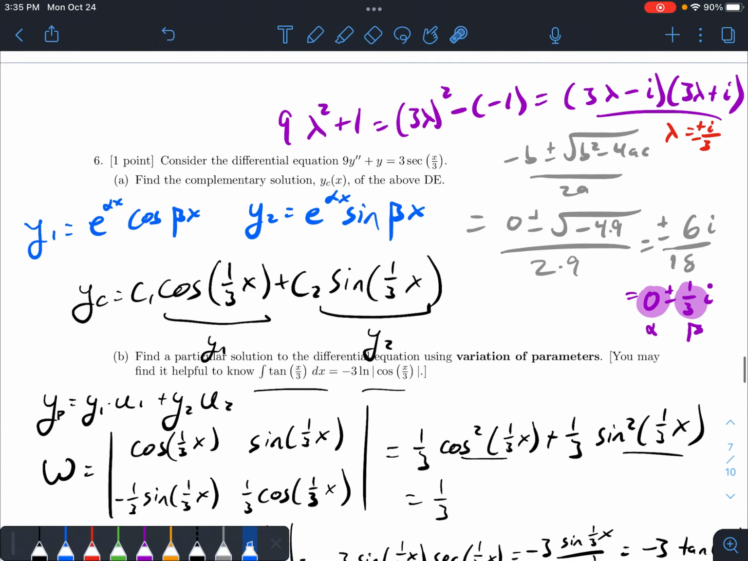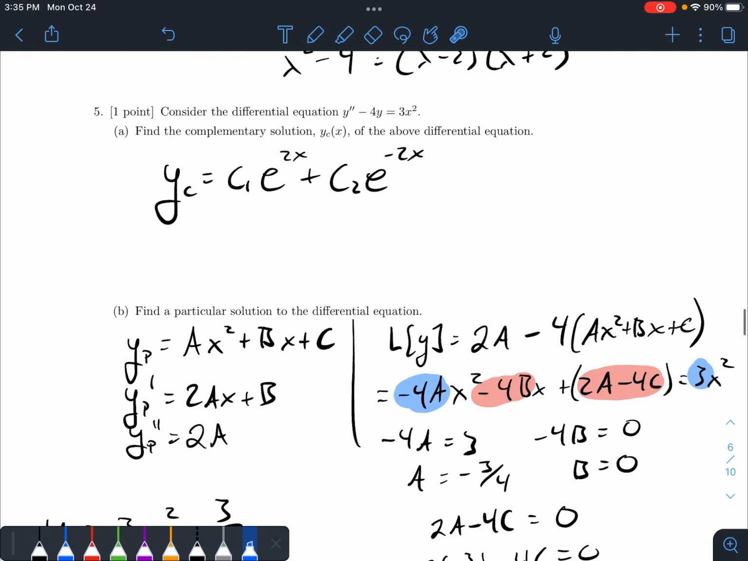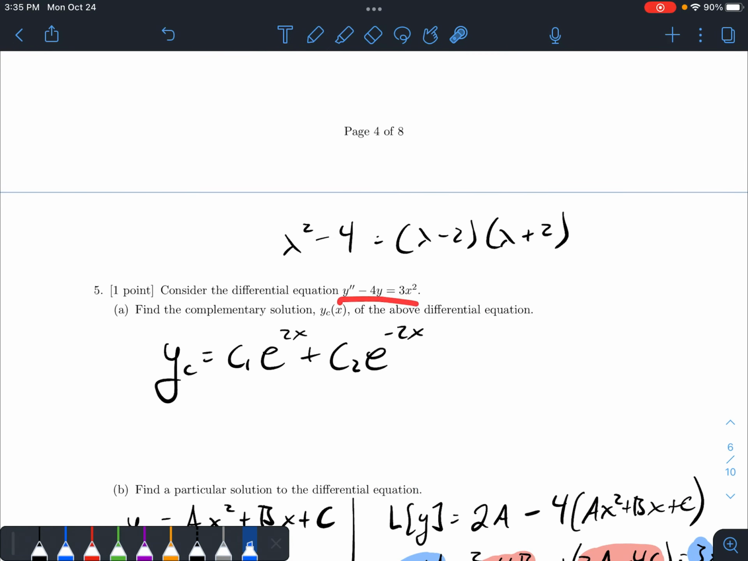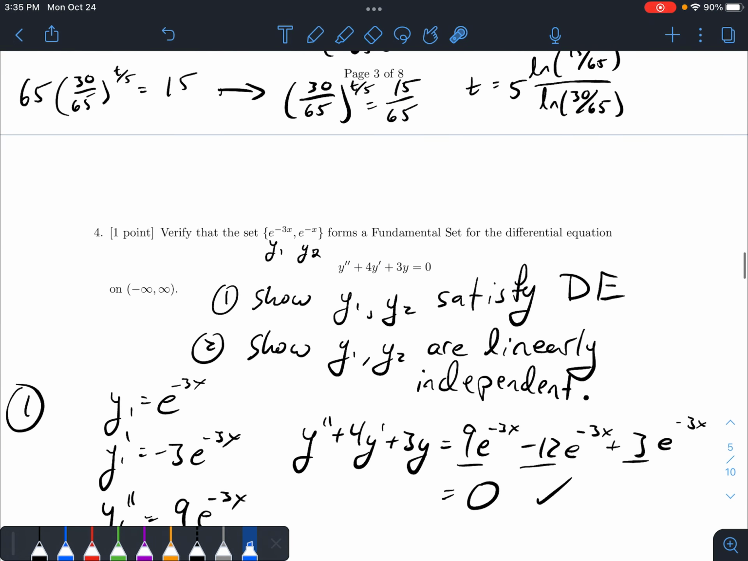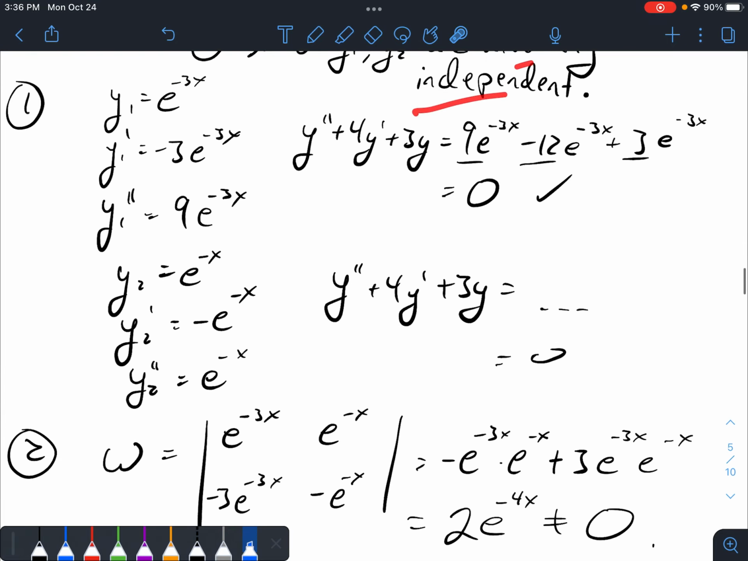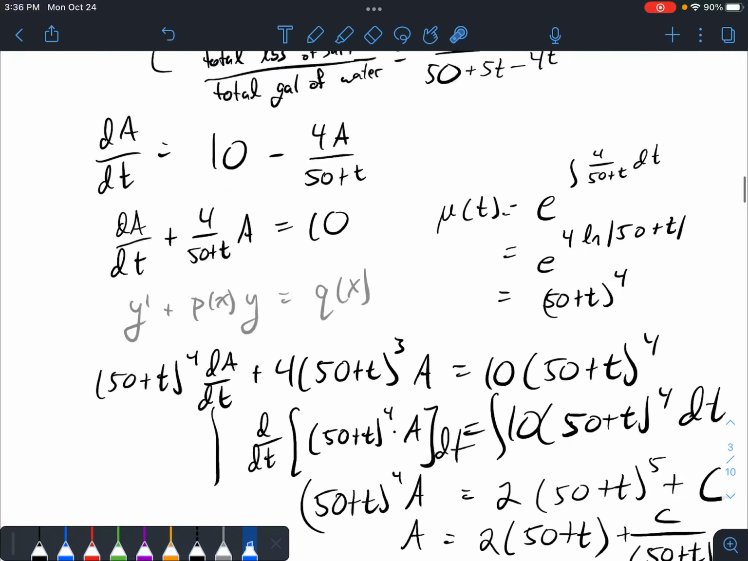Is there anything else to mention? There are definitely more things that happen in each of the sections, so even if you understand everything in here, just make sure that you're still studying. Understand what a fundamental set is, the linearly independent stuff, the Wronskian.